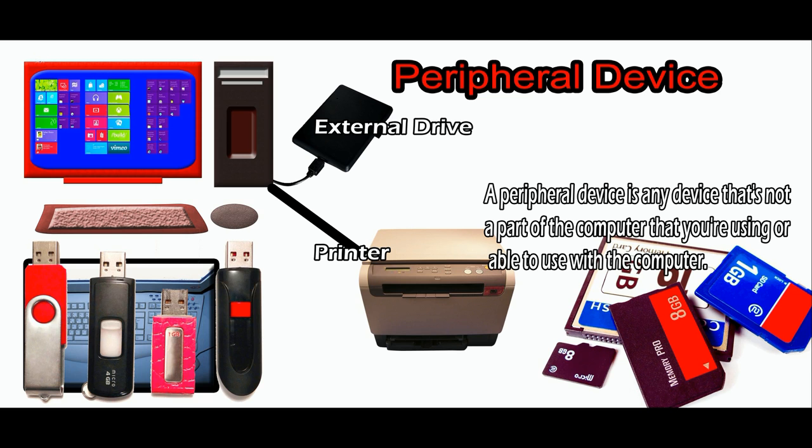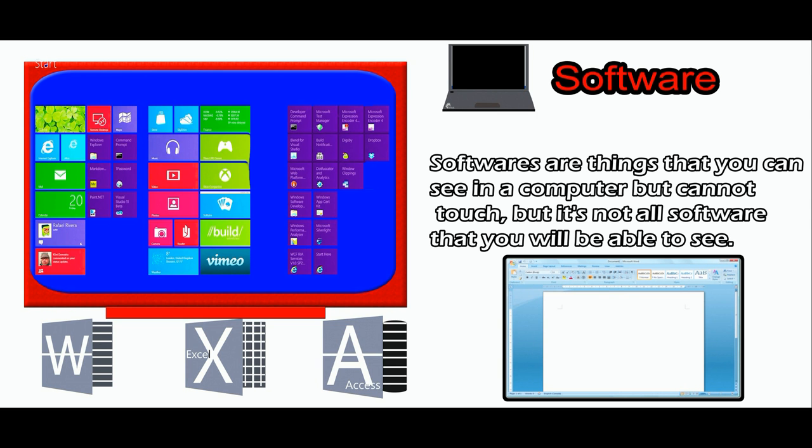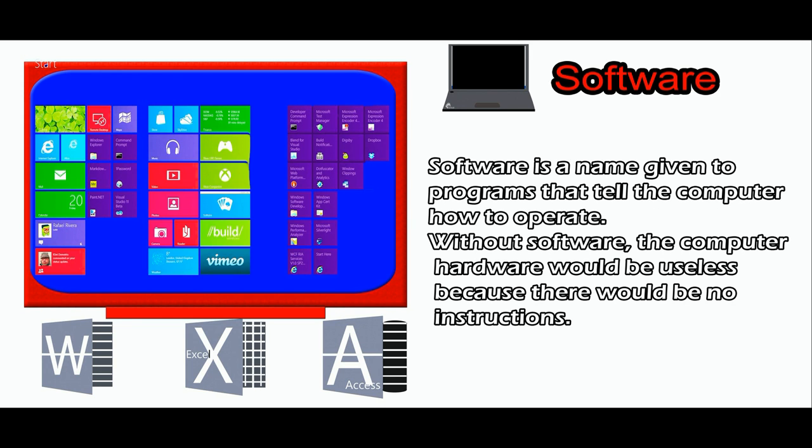Now we're going to move on to the software. Software are things that you can see in a computer but cannot touch. But not all software is something that you will be able to see. An example of software is Microsoft Office. You can see Microsoft Office in the computer, but you will not be able to touch it. Therefore, it is software. Software is a name given to programs that tell the computer how to operate. Without software, the computer hardware would be useless because there would be no instructions.